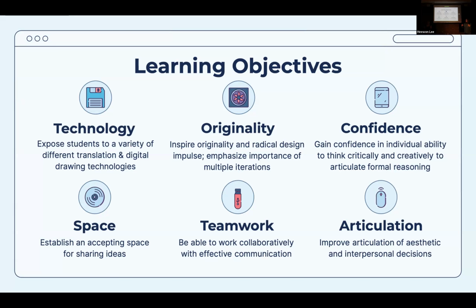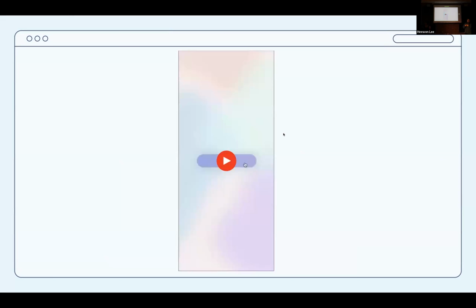And we wanted to talk about space as well, establishing and accepting space for sharing ideas. There's often rifts between students because of cultural and language barriers, and it's difficult for students to really become friends with one another. So we wanted to create a space where sharing was acceptable and students could really lean on one another in the design process to sort of vet and come to the best conclusions. Teamwork goes hand in hand with that as well. Collaboration and effective communication, and then also articulation. How can students really learn to express their aesthetic impulse and their logic impulse? So this is really what we came up with.